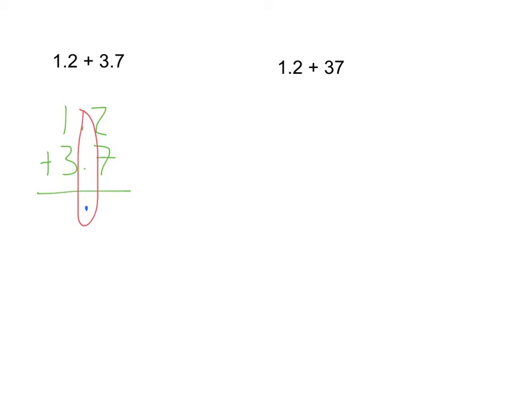So 2/10 plus 7/10 is 9/10. Decimal's already there. 1 plus 3 is 4. So my solution, or the sum, is 4 9/10.